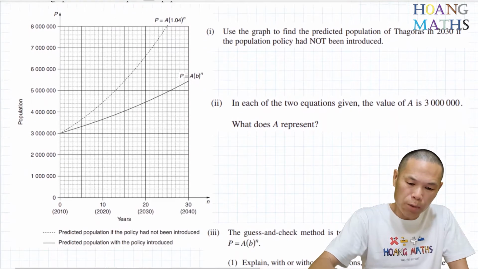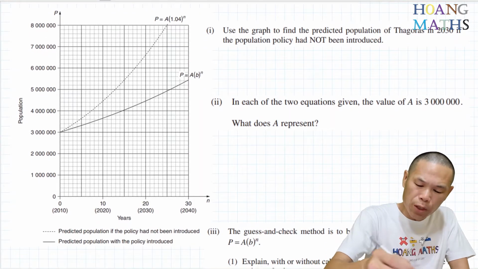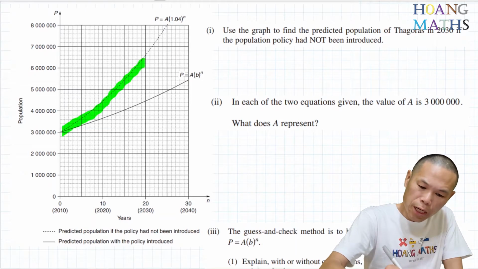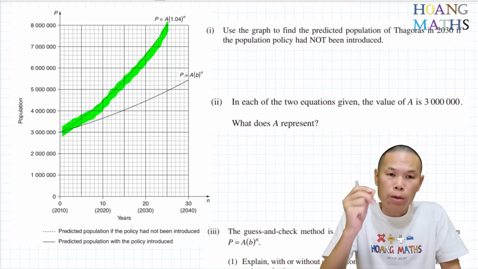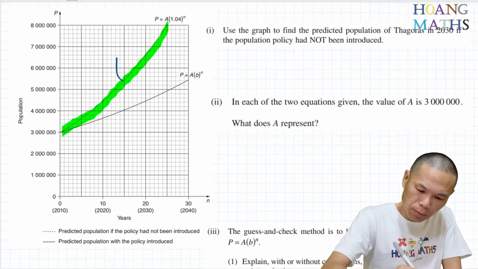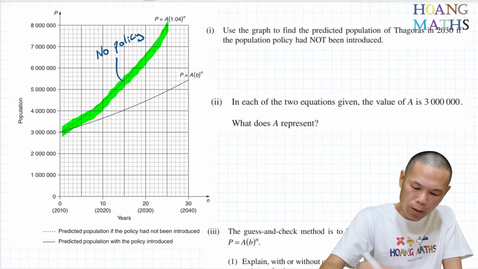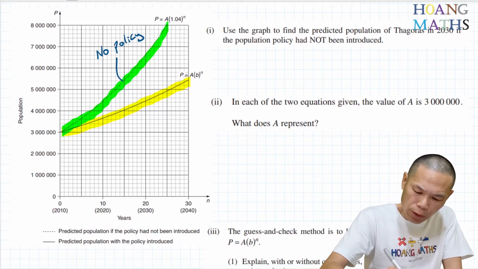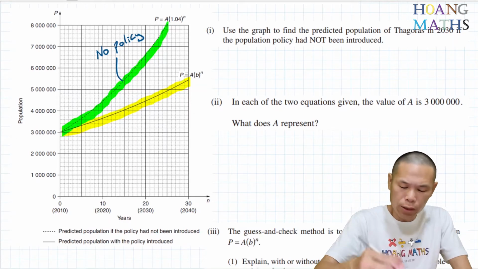So let me just write this down. First of all, we know this prediction here is without the policy introduced. Where this one here, P is equal to I b to the power of n, is when the policy is introduced. So both are predictions. Just remember that.